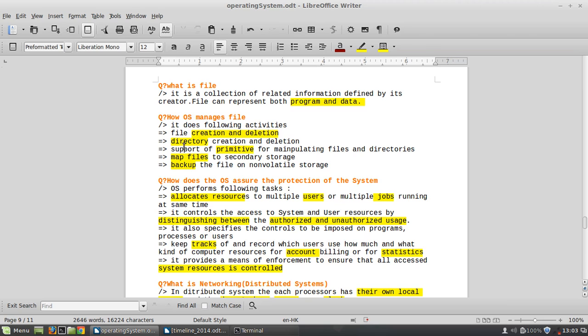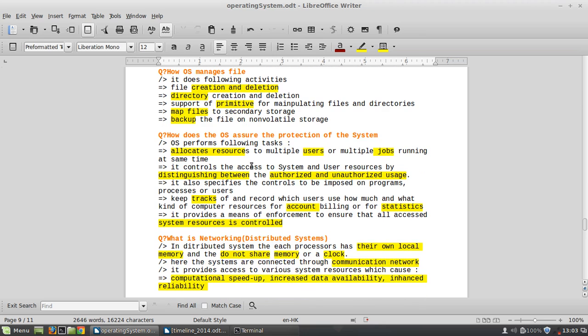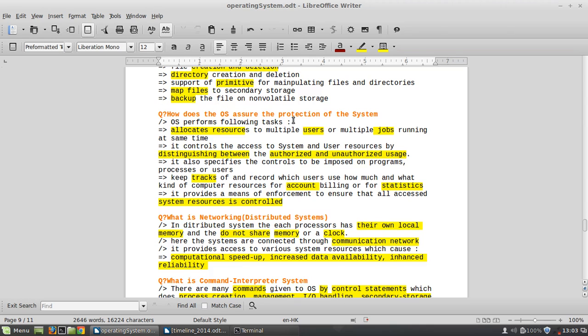So mapping the file to any kind of secondary storage devices is also done here. Backing up the file, so reserving it for some future purposes in a non-volatile storage, is also done here. Non-volatile means permanent storage, so you can store it permanently. That's the idea.